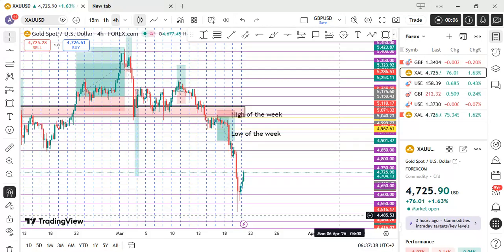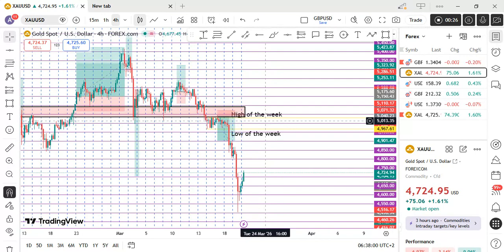Let's quickly jump into the charts. Let's jump into the gold chart from the last time I posted what I was thinking about gold. Let's see what really happened. As you can clearly see from my 4 hour time frame, from the Monday after marking the high of the week, price eventually came to retest the resistance.